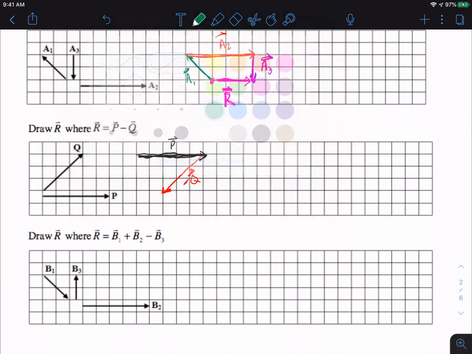Okay? And so then my result is from the tail of my starting vector to the head of my final vector. And that will be my R vector. Is that making sense? Okay, good.